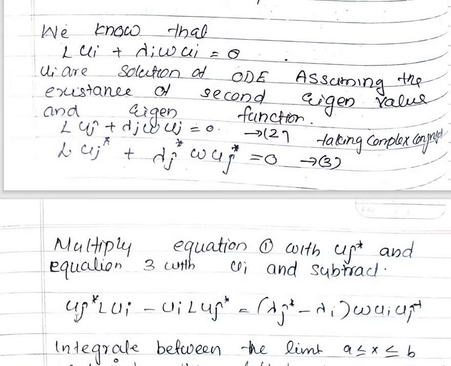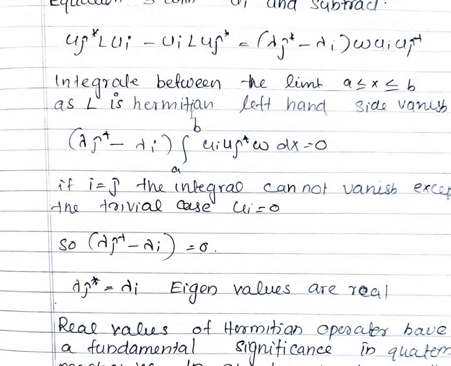You will get uj star L ui minus ui L uj star, which is equal to lambda j star minus lambda i, into w ui uj star. When we integrate this between the limits a and b, and we know that L is a Hermitian operator, the left hand side will vanish. That means lambda j star minus lambda i, times the integral from a to b of ui uj star w dx, should be equal to 0.